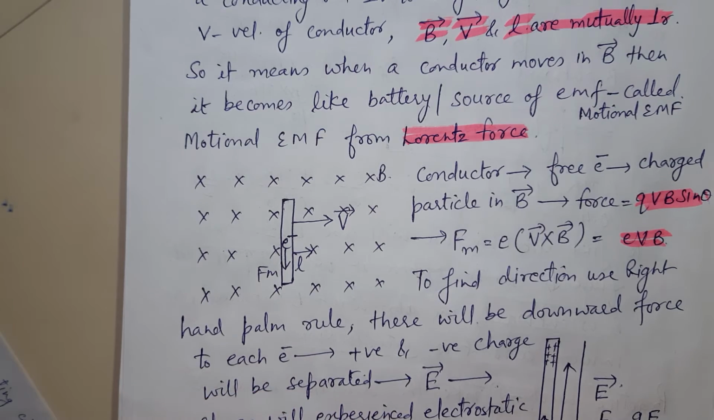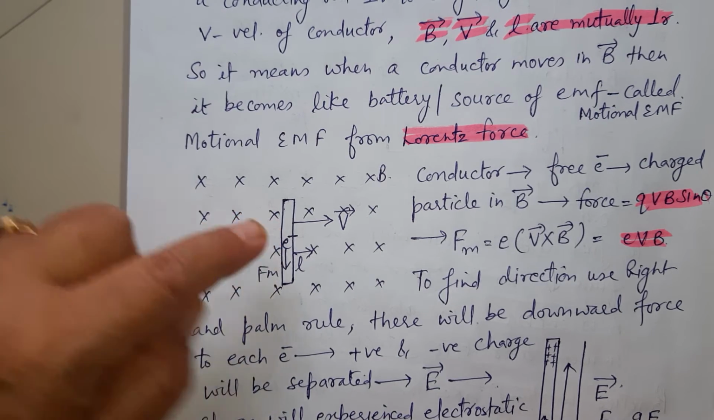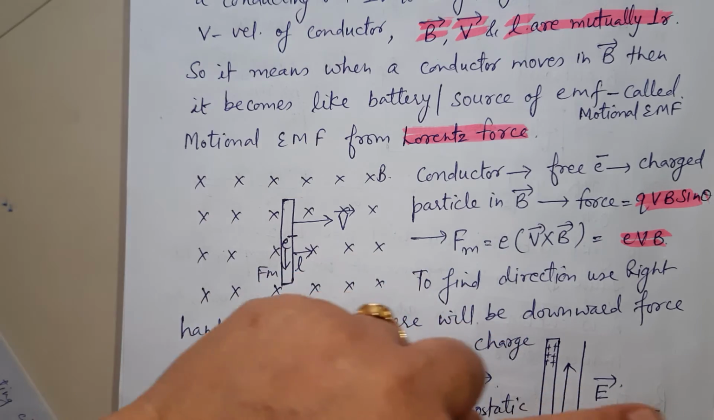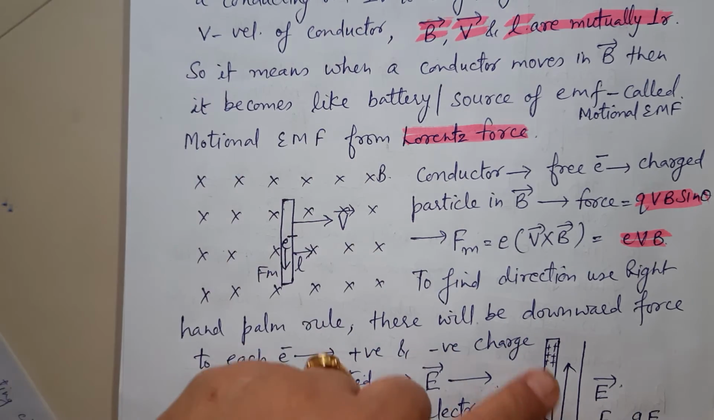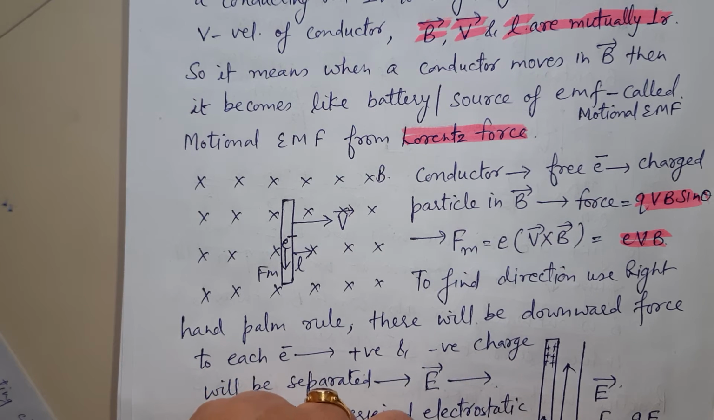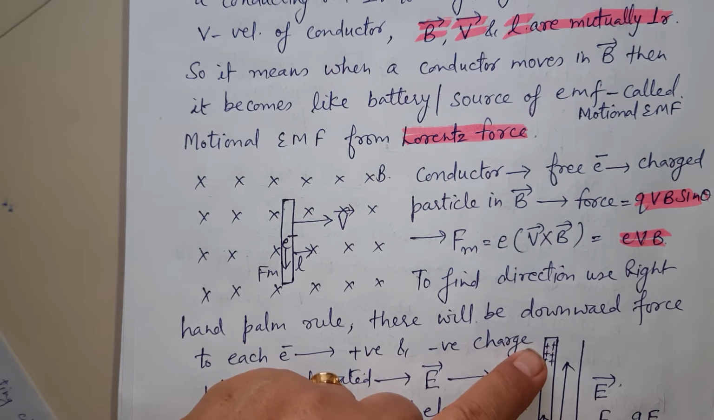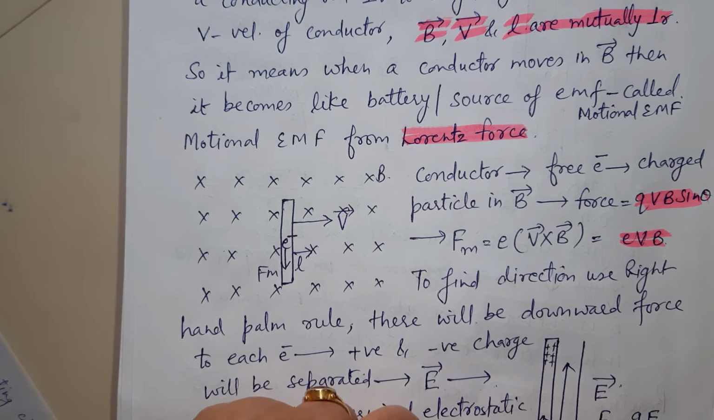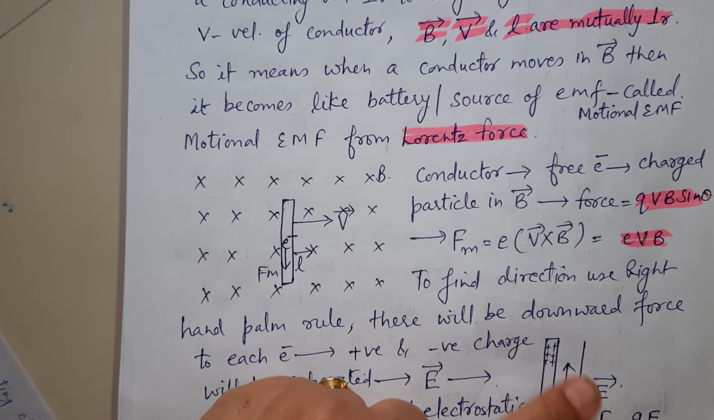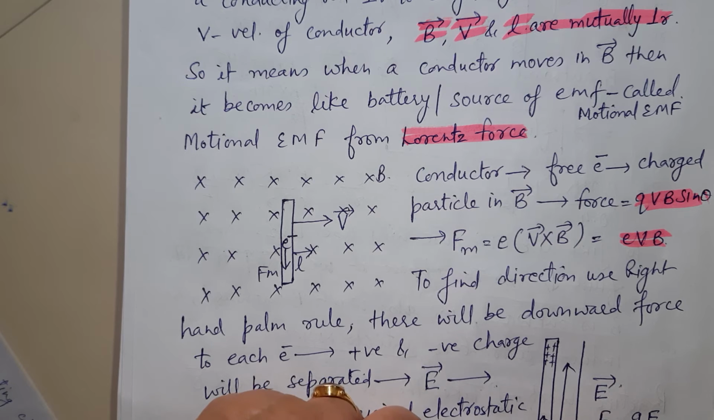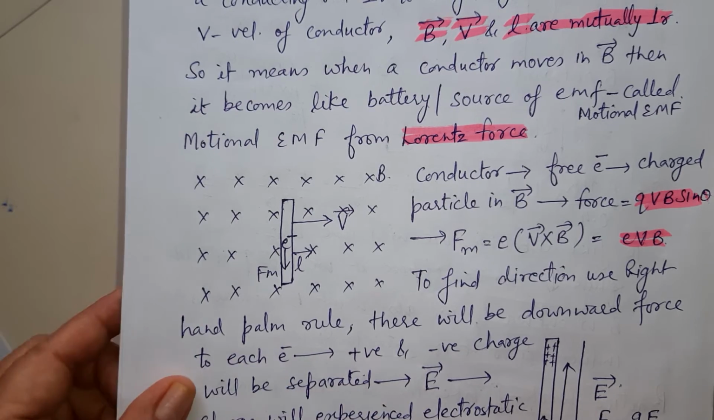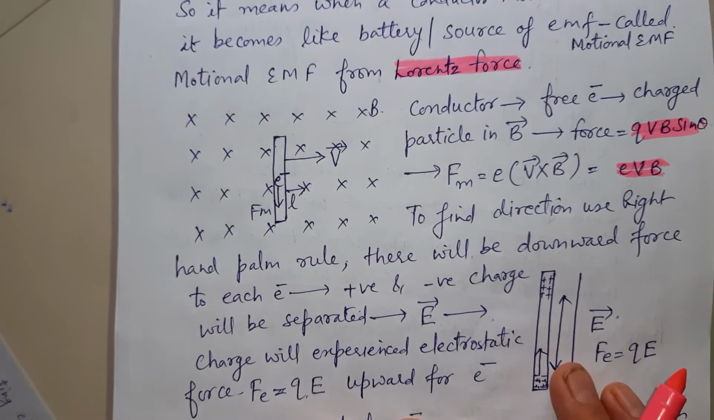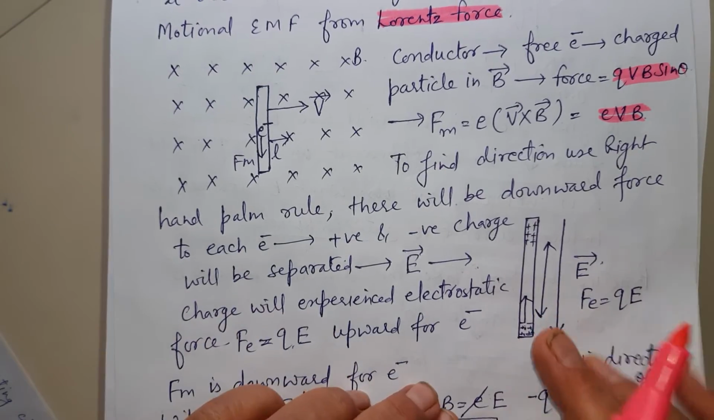So there are two points. Whenever a conductor moves in a magnetic field, there is a downward force on the electron. When this downward force is there, the electrons and positive charges are separated. So an electric field is set up, and this electric field will give force to the particle.